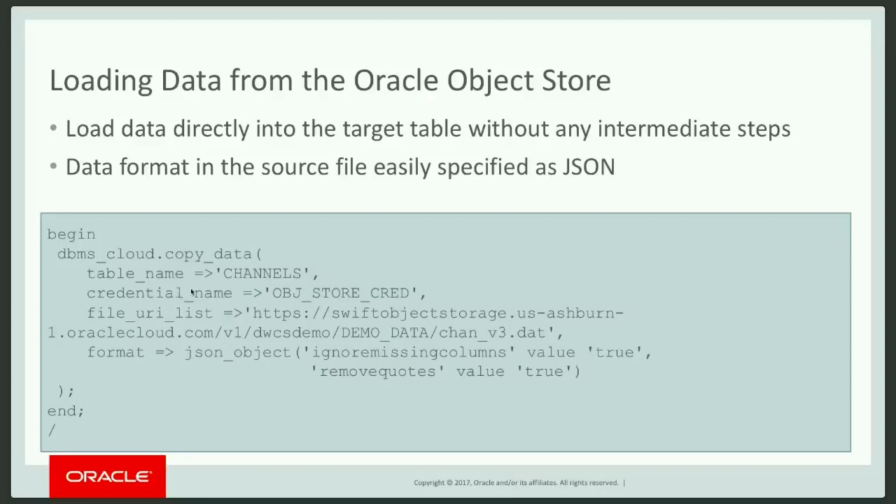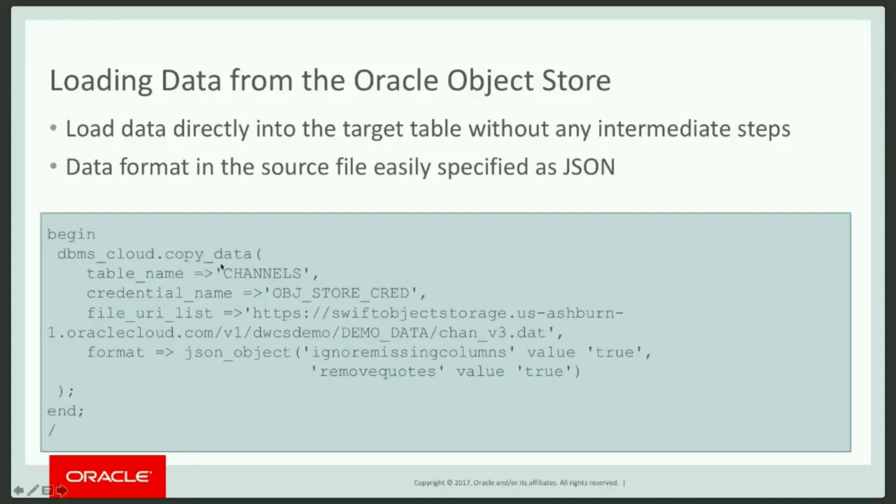You can then, in this case, my demo data is sitting in my Ashburn data center. So remember, I switched over from Ashburn, where I started, to Frankfurt. We obviously have similar object stores in Frankfurt, Ashburn, Phoenix, etc. You can load from any object store in those data centers into your Autonomous Data Warehouse Cloud. So I could, in Frankfurt, point to my object store in Ashburn if I need to.